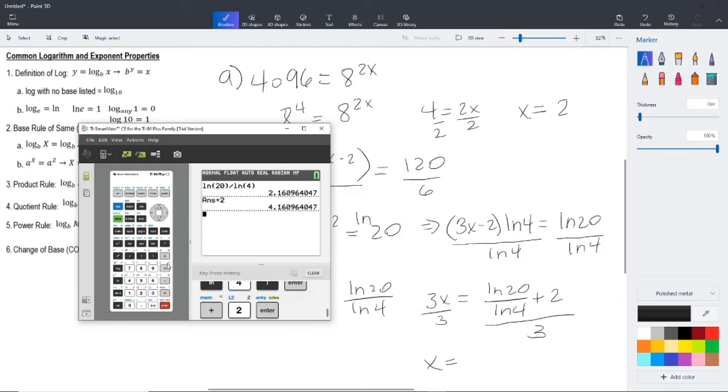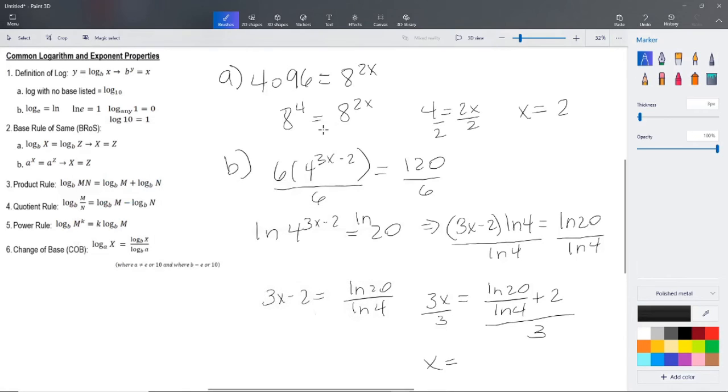And then finally, we're going to divide the whole thing by 3. And we're going to have our answer there, 1.3869. And for us, 1.387. And it's checkable. We could go back to the original problem here if we really wanted to. We could say 3 times 1.387 minus 2 as a power of 4, then times 6, and we should get 120.